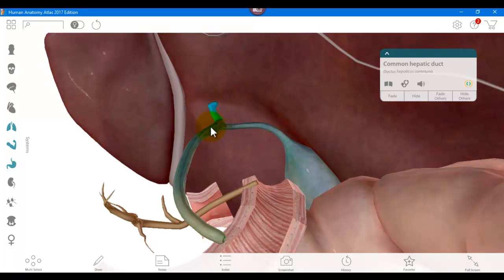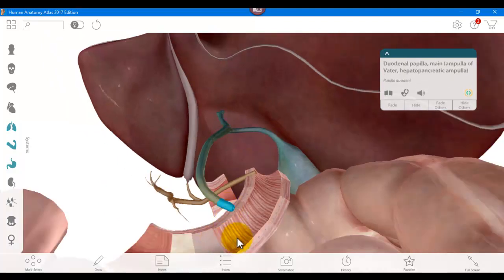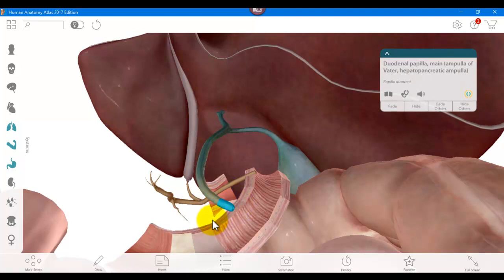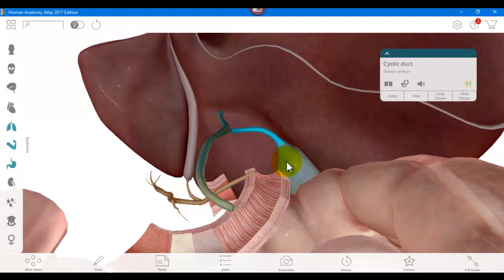It drains this way, and then the way it works, there is actually a sphincter down here, and this is the duodenum. There's a sphincter down here called the pancreatic hepatic sphincter. It controls the bile going into the duodenum. So that's closed. Bile is produced in the liver. It then backs up into the gallbladder here.